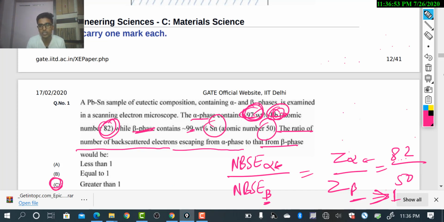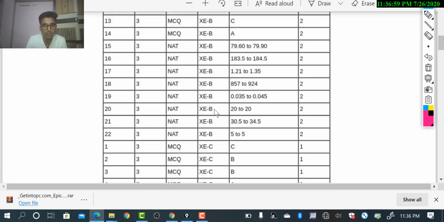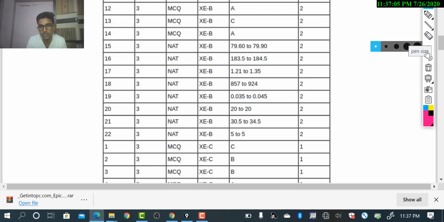So the answer is C. Let's check from the answer key. I have already downloaded the answer key. You can see here, this is section C, question number 1. So question C, axis C, question number 1. The answer is, you can see here, answer is C.